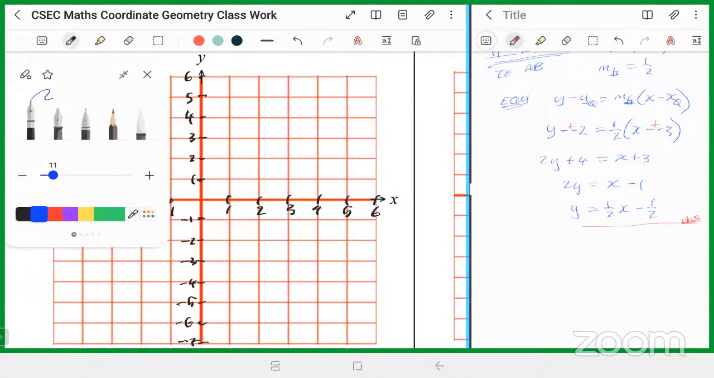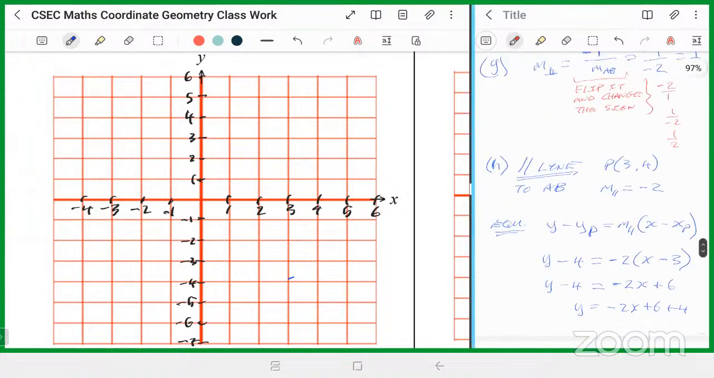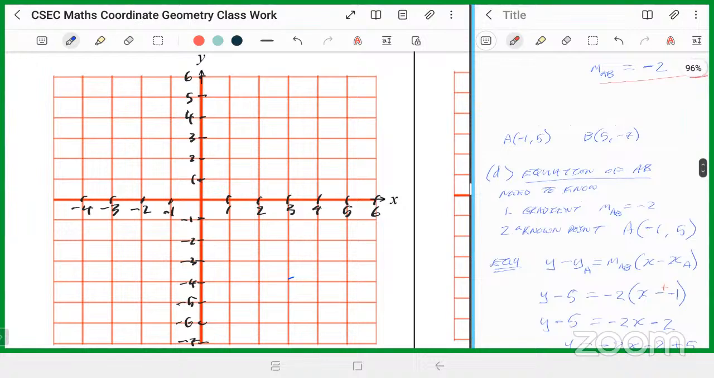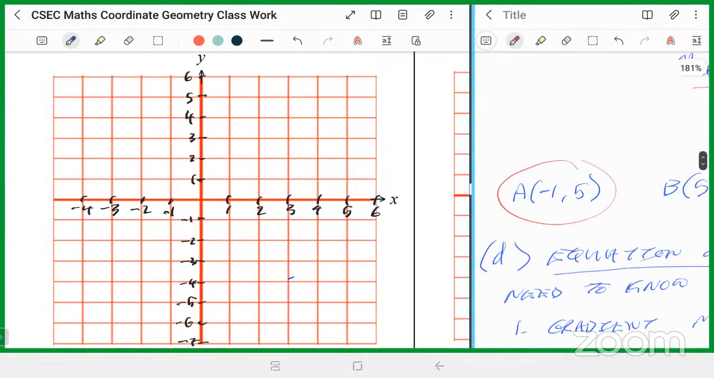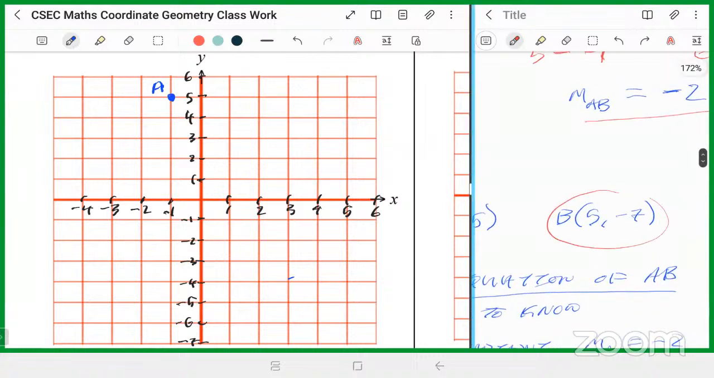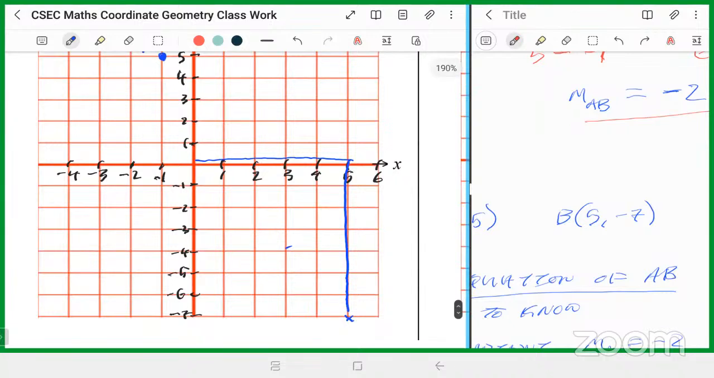Let me use blue to plot the A and the B first. Remember the A from the beginning. Where is it? Right here. -1, 5. So come back 1 and go up to 5. Right here's that point. -1, 5 is right here. That's a point A. Then B is 5, -7. So we're gonna go out to 5 this way, and then go down to -7. Go down 7, all the way down here. So it is this point down here. That is the point B.